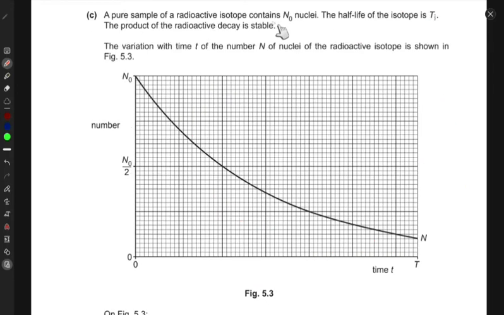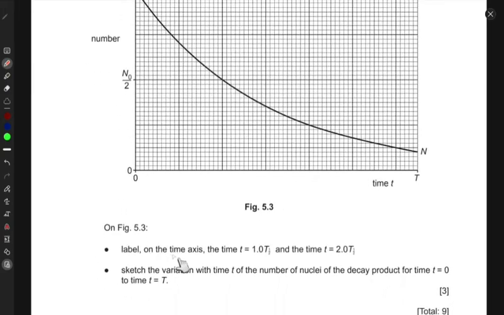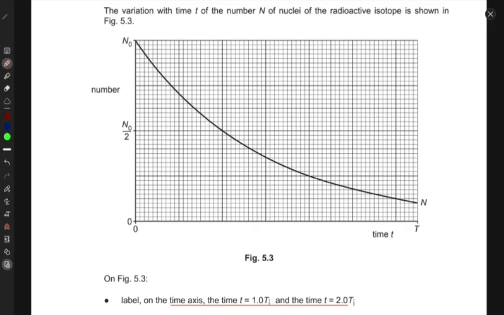A pure sample of radioactive isotope contains N0 nuclei. The half-life of the isotope is T half. The product of the radioactive decay is stable. The variation with time t of the number n of nuclei of the radioactive isotope is shown. So we see that as time is increasing, the number is moving towards less and less values, right? Now, on this figure 5.3, label on the time axis the time t equals 1.0 times t half and time t equals 2.0 t half.